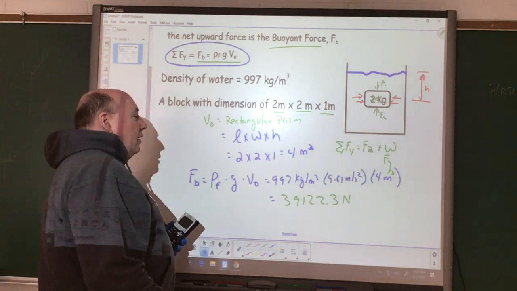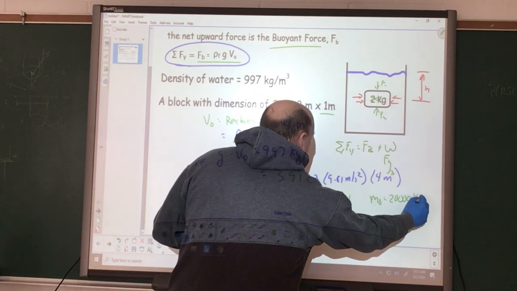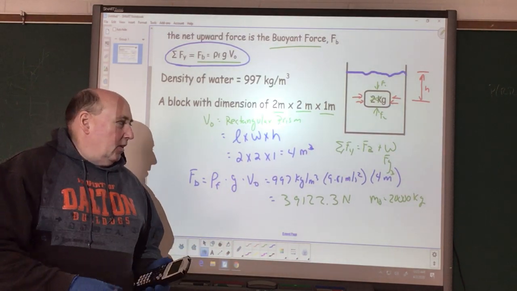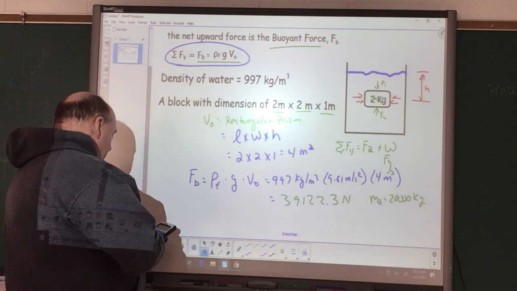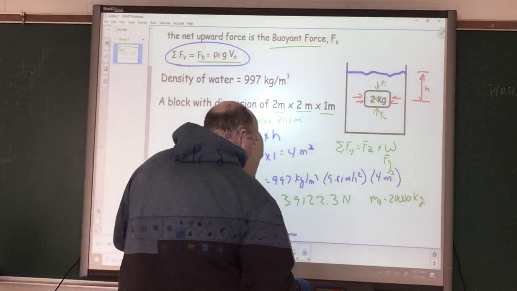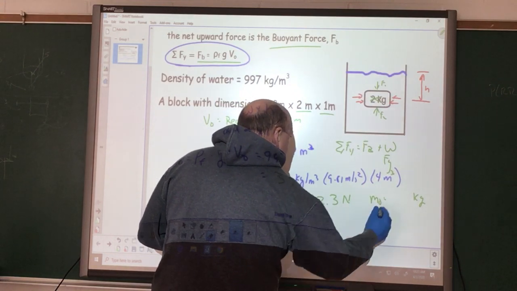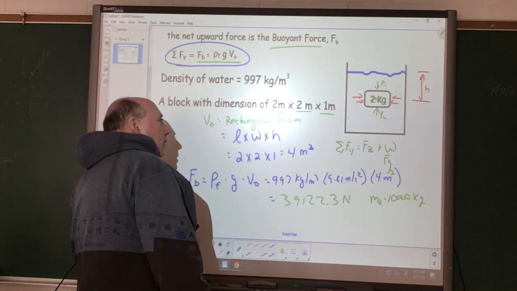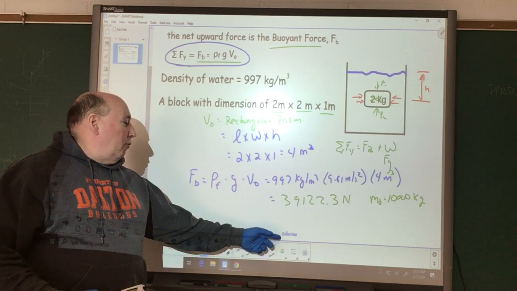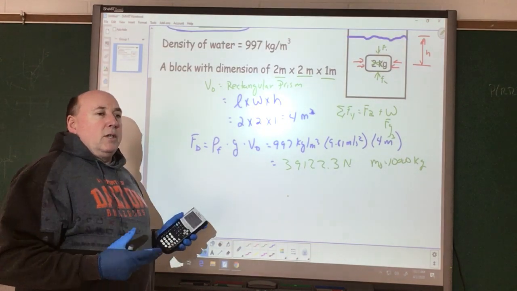The mass of the object, let's see, we're going to go 20,000 kilograms. Let's make it 10,000. Let's make it 10,000 kilograms. So that's going to be the mass of the object. Here's my buoyant force, which is the net upward force. Okay, so my buoyant force is pushing the object upwards.